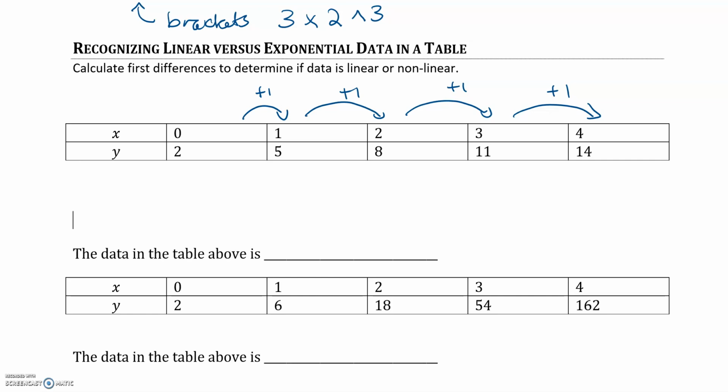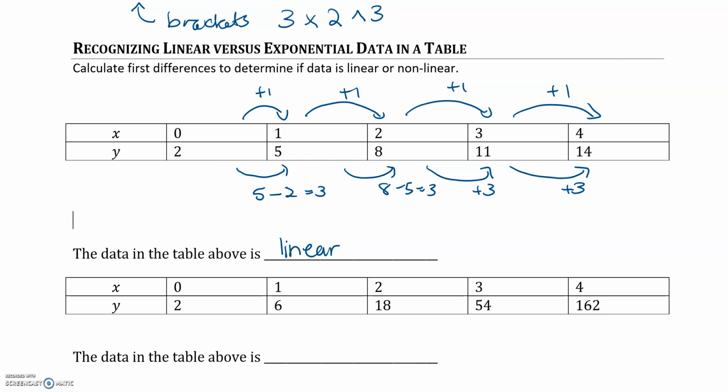If the relationship is linear, we will have a constant difference between the y values. So to calculate this, we look at 5 minus 2 is equal to 3, 8 minus 5 is equal to 3, and we can see that we increase by 3 from one y value to the following. And since it's a constant difference, we know that the table above is linear. Anytime the difference between subsequent y values is equal, this means we have a linear relationship.